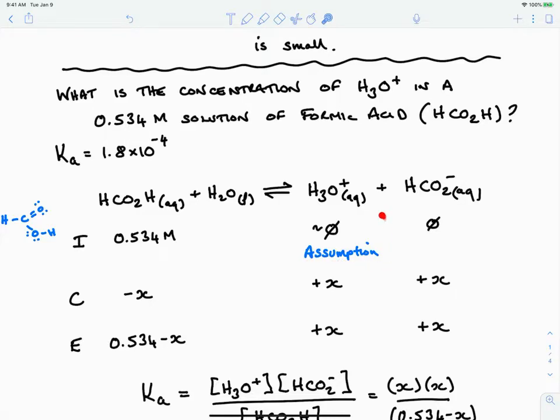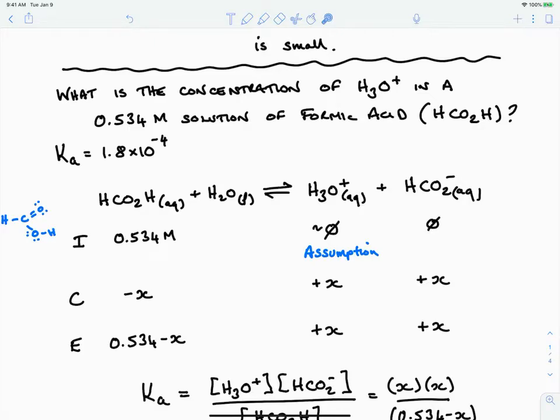And this is an assumption that we're going to make, which is based on the auto-ionization of water, which you would have read about in your textbook. And I'm going to explain that a little bit more in a second. And then in this case the conjugate base also has a concentration of 0, because at the initial time point nothing has happened, nothing is ionized.